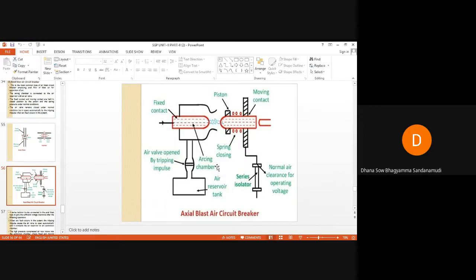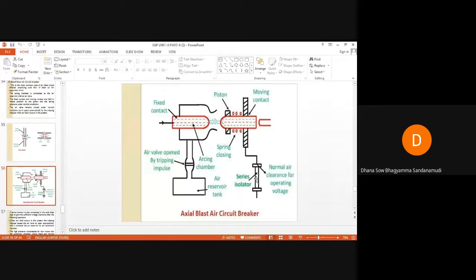You can see a series isolator here. This is the series isolator. It is also connected in the air blast stack to give sufficient voltage clearance after the breaking operation. In order to give sufficient voltage clearance after the breaking operation, a series isolator is connected.